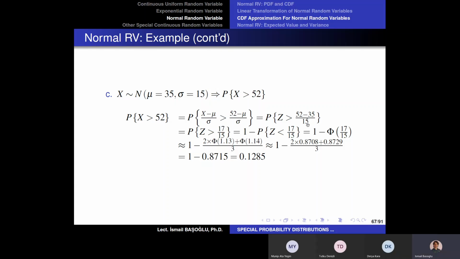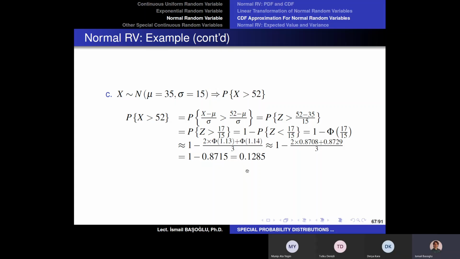The left-hand side becomes a standard normal random variable. The right-hand side becomes 52 minus 35 over 15, so the probability of Z being greater than 17 over 15, which is 1 minus the cumulative probability at 17 over 15, that is 1 minus phi at 17 over 15. Again, at 17 over 15, you need to apply a linear approximation, because 17 over 15 is a number which has infinitely many digits after the decimal point. In that case, you are going to get your result as 0.1285.